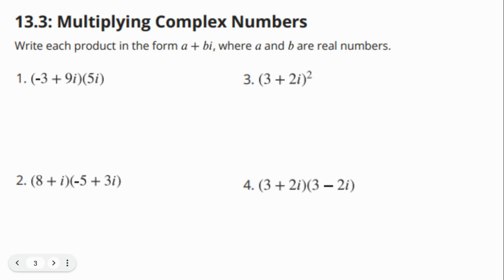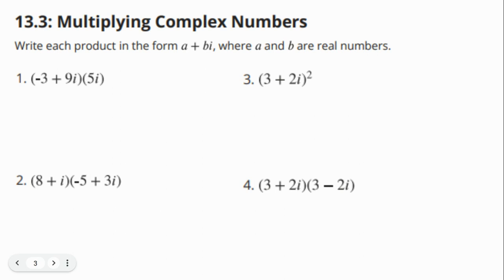In number 2, we're going to multiply, distribute out the 8. 8 times -5 is -40. 8 times 3i is 24i. Then distribute the i times -5, -5i. i times 3i is 3i squared. Every time you distribute complex numbers, you will always have a real number first, then 2 imaginary numbers, then you should always end with i squared.